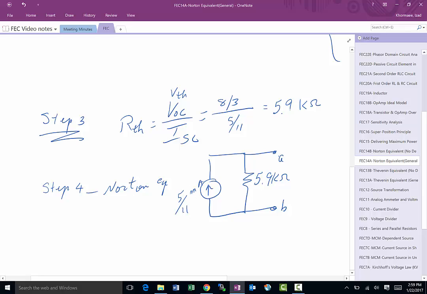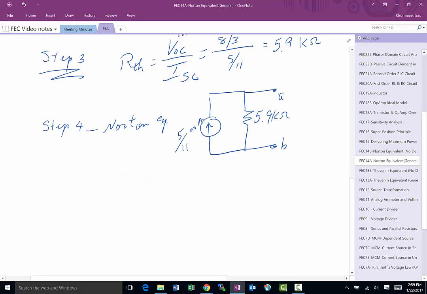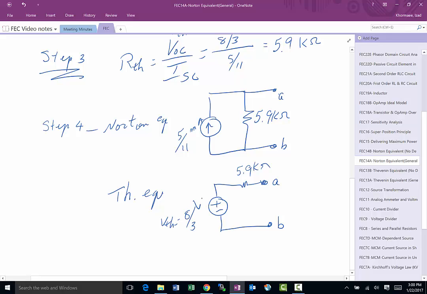You can do this, or you can basically do a source transformation. If they asked for a Thevenin equivalent, this was not asked for, but we have all the information we need to do that. So doing a Thevenin equivalent and a Norton equivalent, the process is exactly the same. The only thing that changes is which one of these models you draw. And of course, this would be V open circuit or V Thevenin, which is 1/3 of a volt.